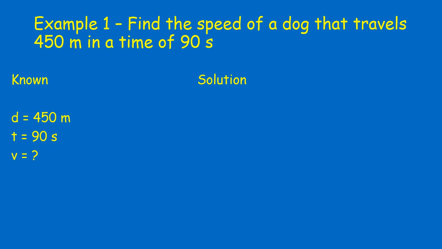So the solution should have three parts. The first part is writing down the equation. That gets you 1 mark. The equation is speed, v, equals d for distance divided by t for time. That gets you 1 mark, just writing it down, and you have to write it down.